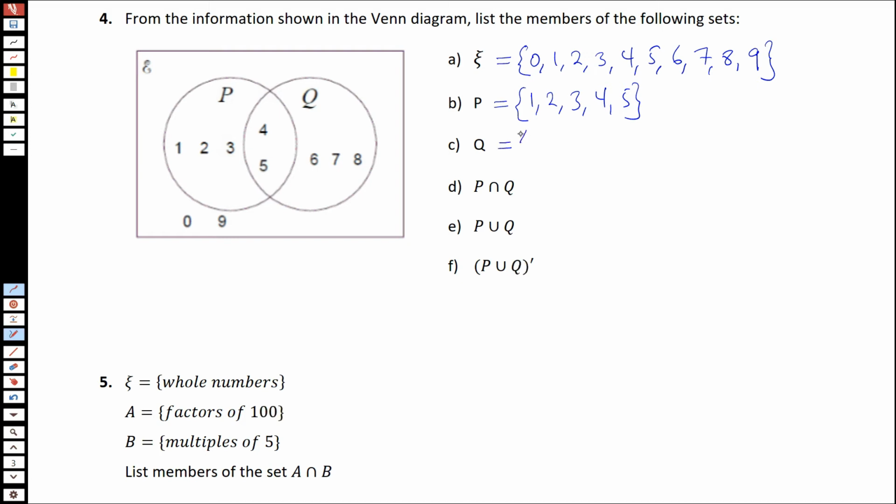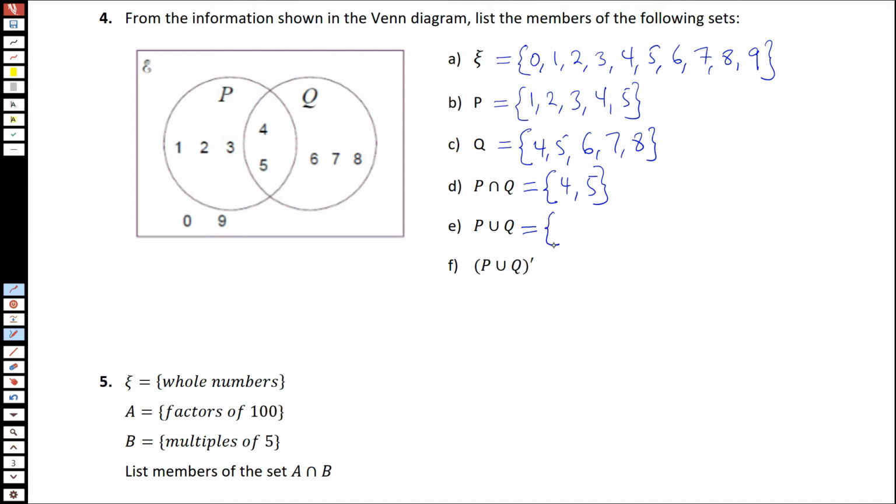And Q, which is the remaining circle, this one here, has the following elements: 4, 5, 6, 7, and 8. And you can check that. And then what is in both P and Q is just two elements, 4 and 5.